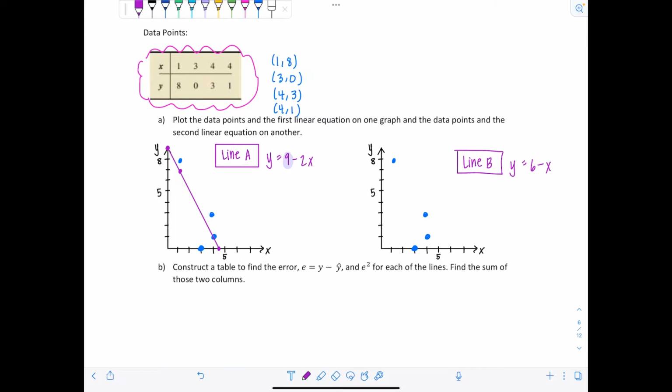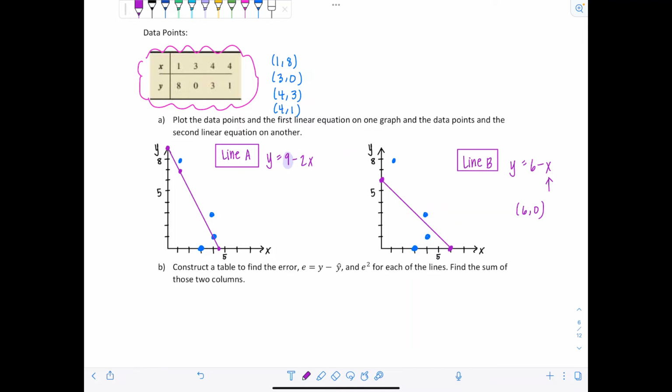Line B, 6 minus x. So y-intercept is 6. Also, if you plug in a 6 for x, y comes out to be 0. So here's line B. Okay, which one would you say fits the data better? Well, we're going to use the least squares criterion to determine, okay? You're not just going to eyeball it.